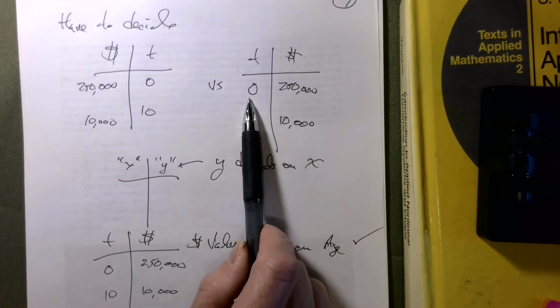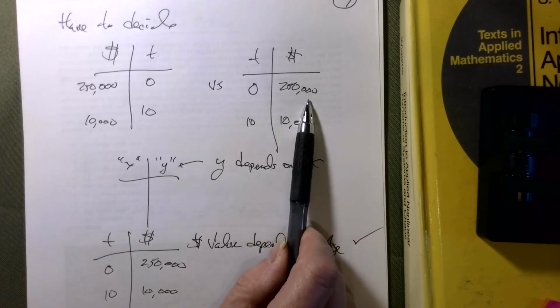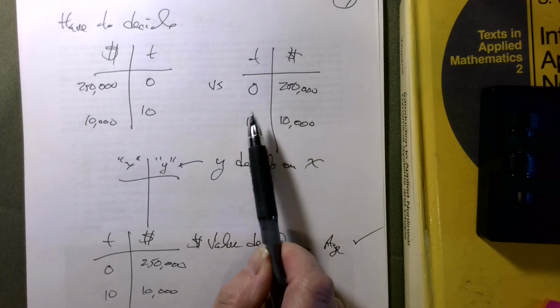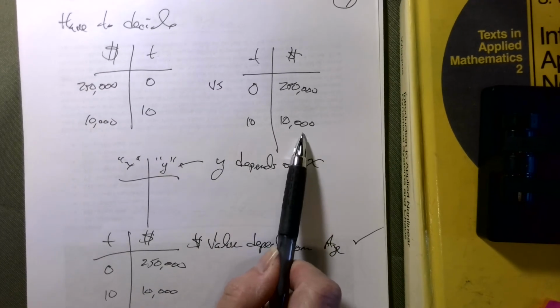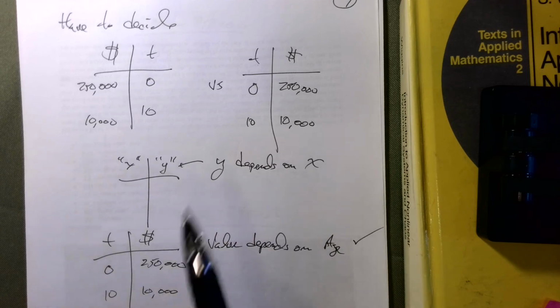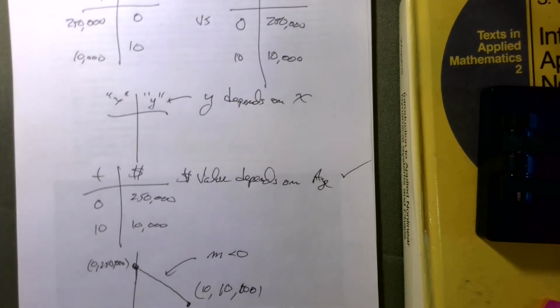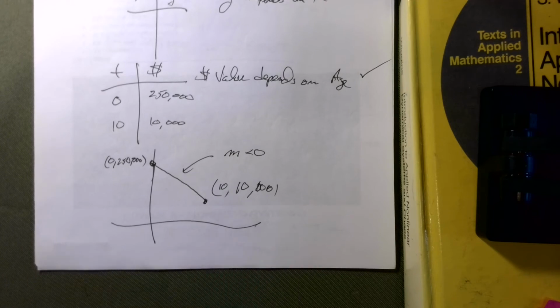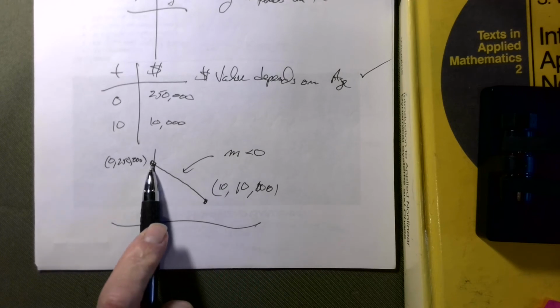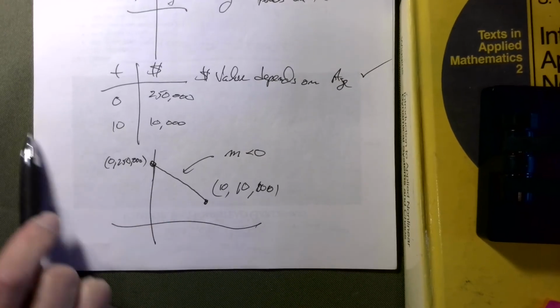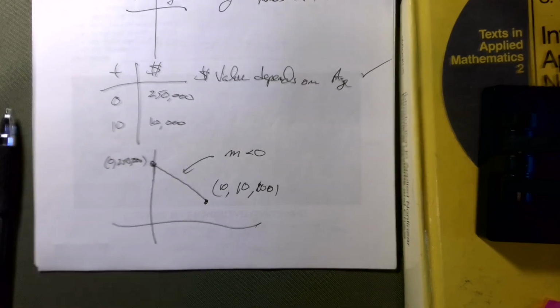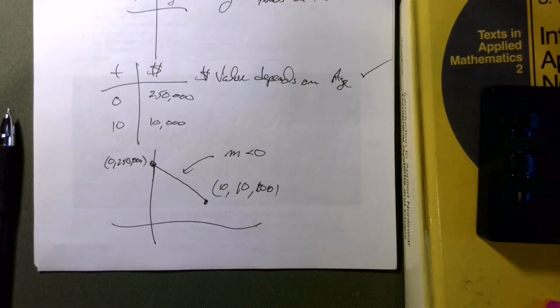So when the object is brand new, it's worth $250,000. 10 years later is its expected life, and it's only worth $10,000. So we could plot, and we have 0, 250,000, and then when it's 10 years old, it's worth $10,000, and obviously the slope is what? A negative number. Okay.